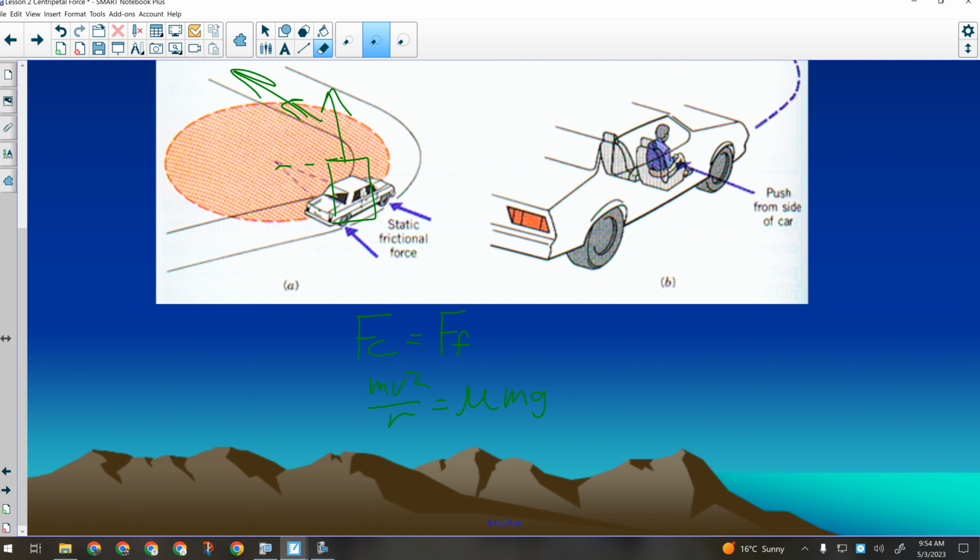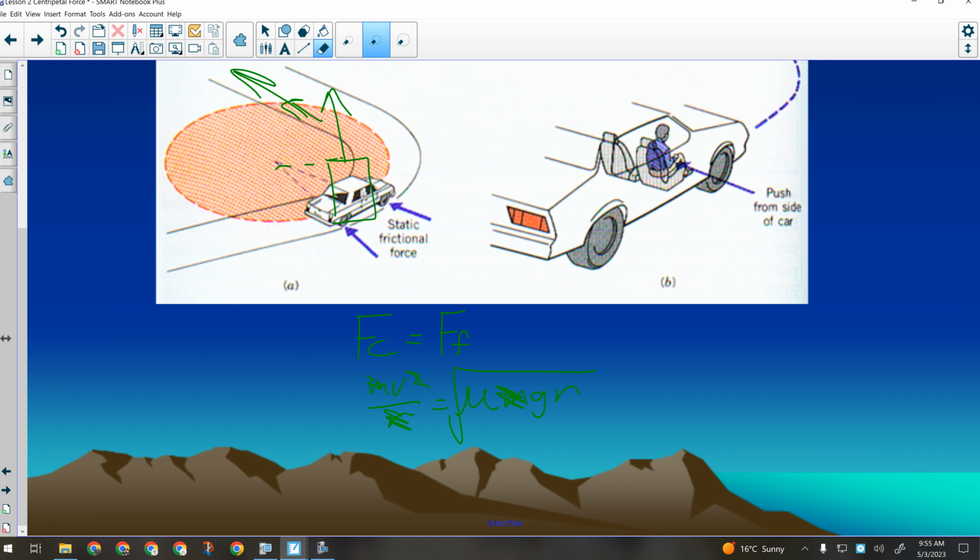You ever see different speed limits for different size vehicles? You did? That would require a lot of signage, right? If mass made a difference for how fast you could take a corner, every mass would have a different speed limit. Okay? So if I manipulate this for v, I'd multiply both sides by r, m would cancel, and I'd be left with this. v is the square root of the coefficient of friction times gravity times radius. Mass doesn't even factor in there.